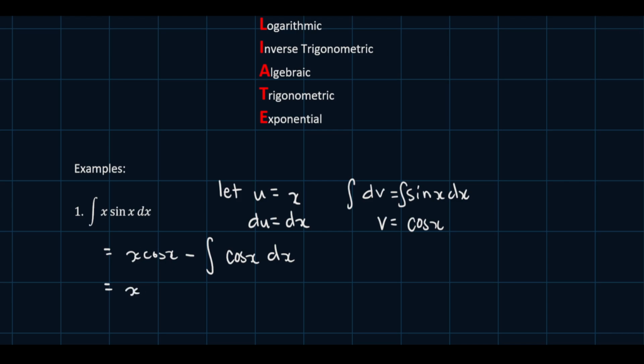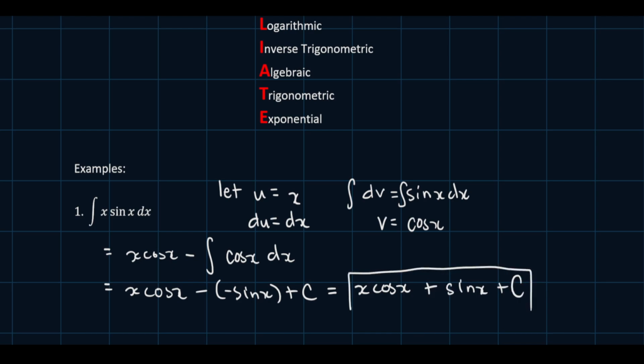So we have x cosine x minus negative sine x plus c, or x cosine x plus sine x plus c. So this is the antiderivative of x sine x dx. Okay, let's have another example.